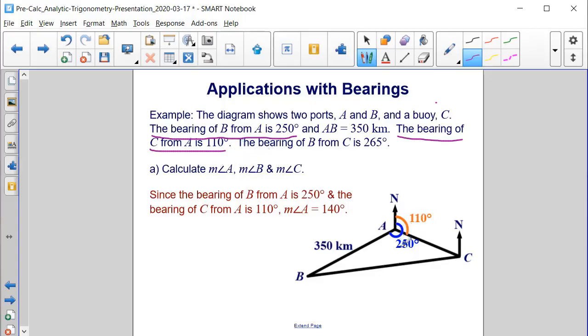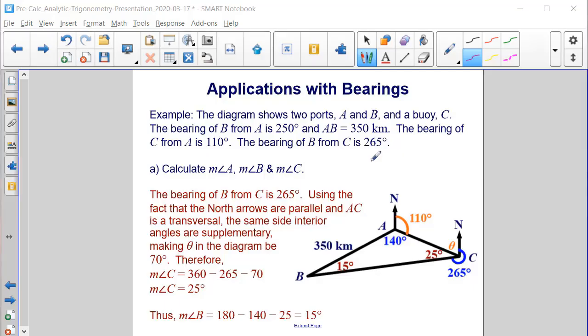We can use these two values to calculate the measurement of angle A in our triangle, or the measurement of angle BAC. If we take the difference of 250 and 110, we get the measurement of angle A to be 140 degrees. We are also told in this problem that the bearing of B from C is 265 degrees. So that's also been drawn in the diagram.